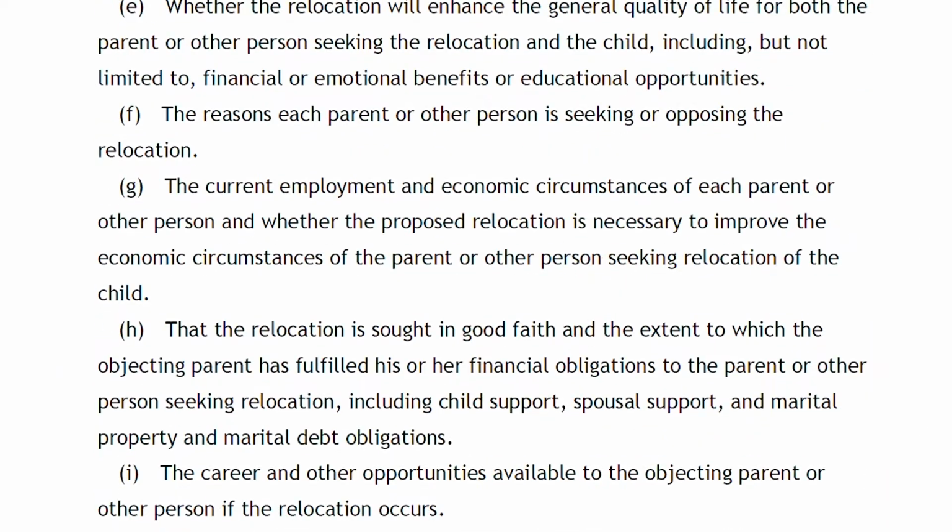Let's check out subparagraph G. This says the current employment and economic circumstances of each parent or other person, and whether the proposed relocation is necessary to improve the economic circumstances of the parent or other person seeking relocation of the minor child. Okay, so this factor is all about employment and economic circumstances.